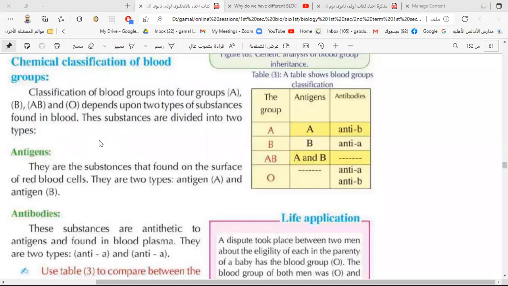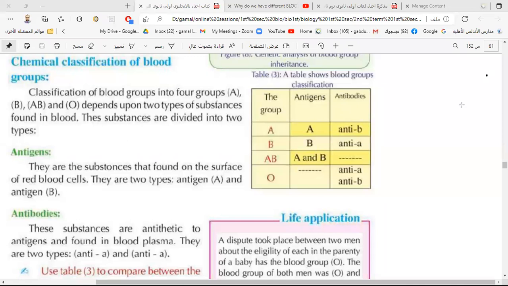We'll know now why this will be a big problem. It can cause some chemical reaction in the body, and it can cause agglutination of blood, and it can cause death if the blood group is not compatible. Why and how does this come about? Listen.